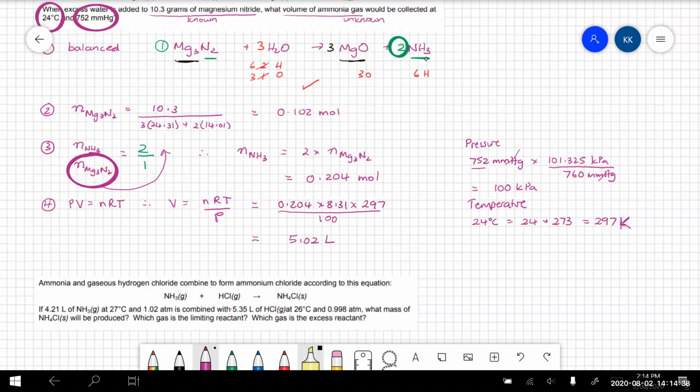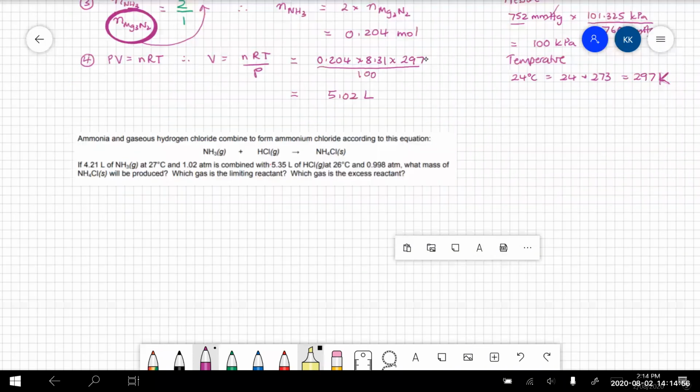Okay, a little bit more involved, but still well within your circle of competence. You know how to do the ideal gas law problems. We've learned about that. You know how to do stoichiometry. It's just a matter of drawing those skills into the same question.